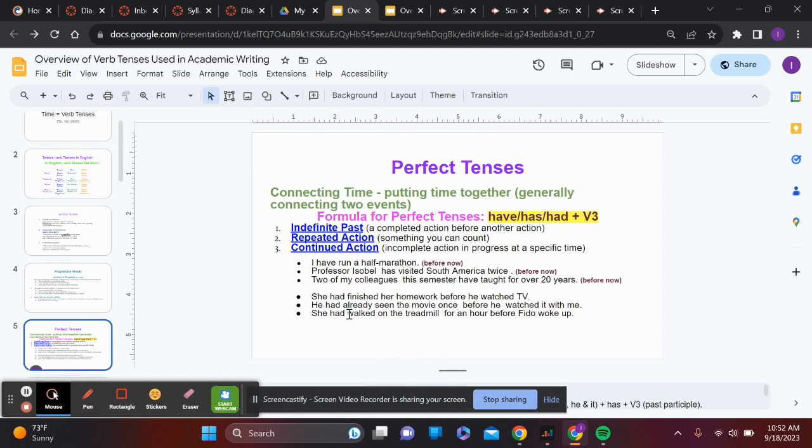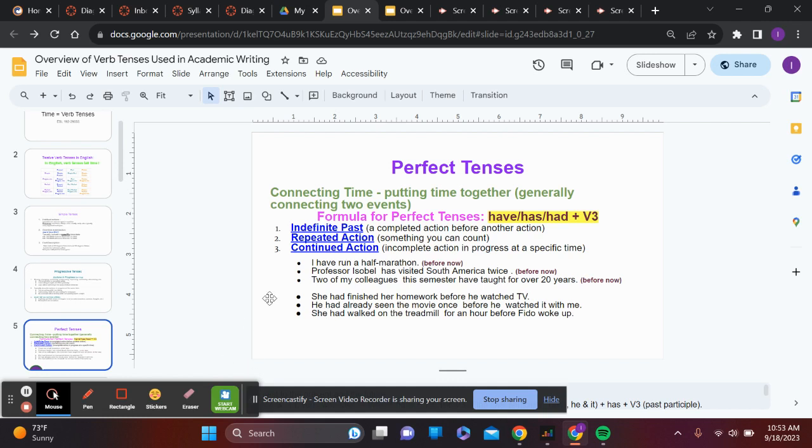And we use the past perfect for one action that had happened in the past before another action. For example, she had finished her homework before he watched TV. He had already seen the movie once before he watched it with me. She had walked on the treadmill for an hour before Fido woke up. This means that the first action that happened in the past will be in the past perfect. First, she finished her homework, then he watched TV. So the second action will be in the simple past, right?